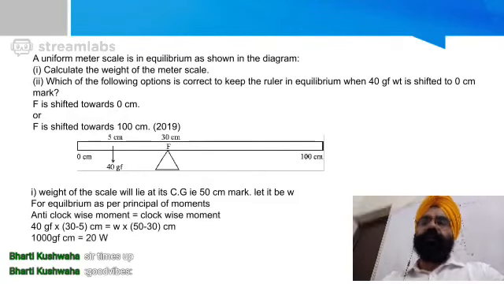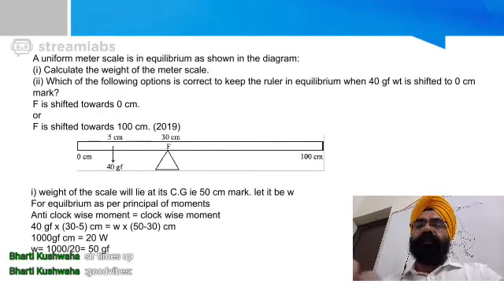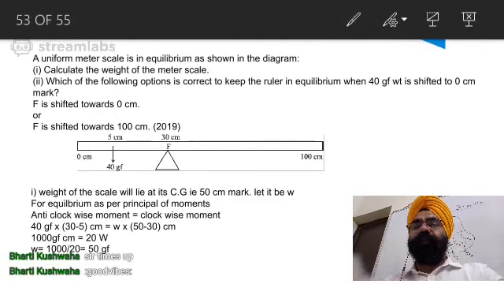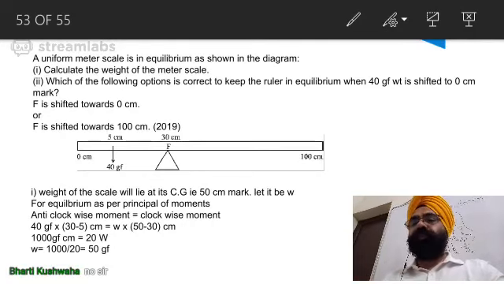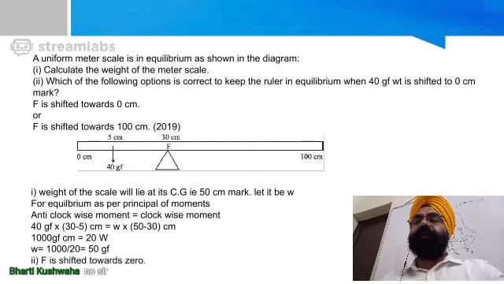We go to the next one. So there's the solution. 50 GF. The anti-clockwise moment should be equal to the clockwise moment, which means 40 GF into 30 minus 5 should be equal to W into 50 minus 30, which means 1000 GF centimeter should be equal to 20 W, which means W is equal to 50. Shingarika gives the correct answer. Congratulations.